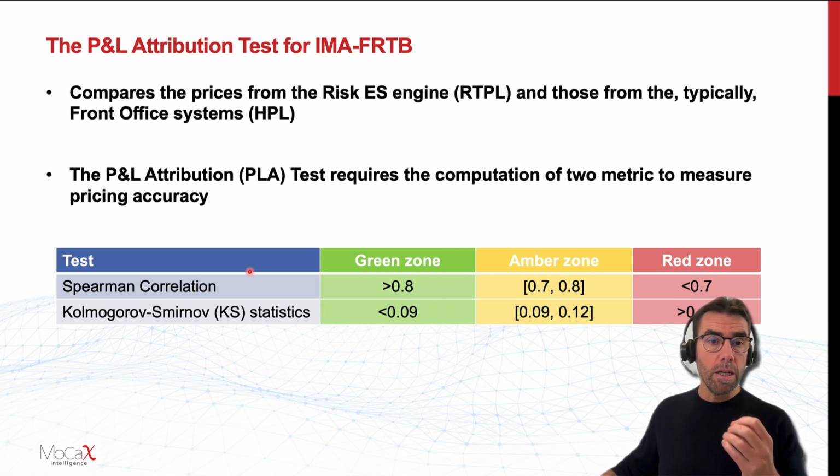When you compute these two numbers using the risk engine pricing models with the front office pricing models, you always want, obviously, to fall in the green zone, because in that way, the model goes through and there is no downside on the capital side of your FRTB calculation through the models approach.